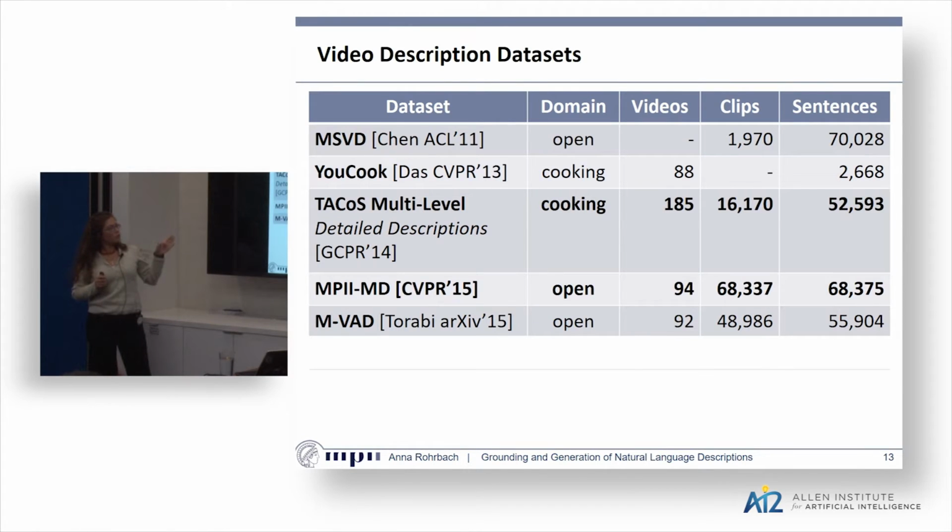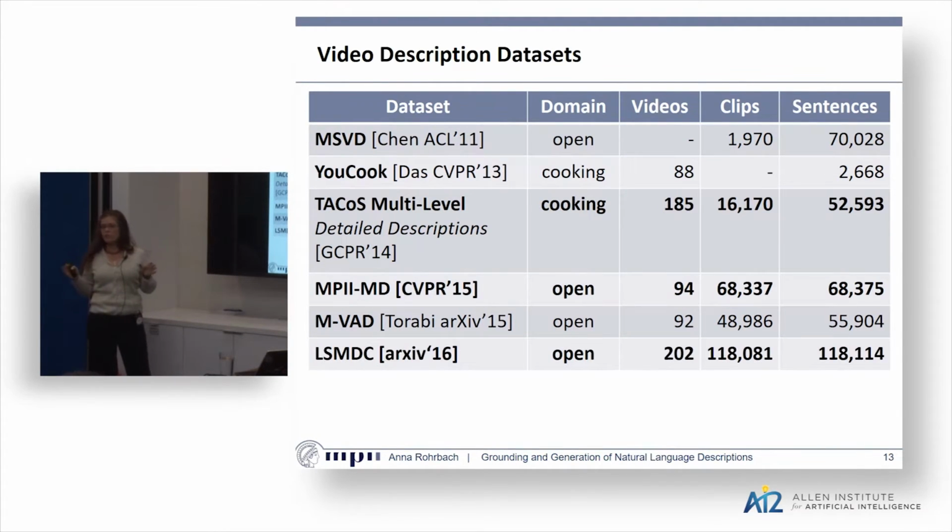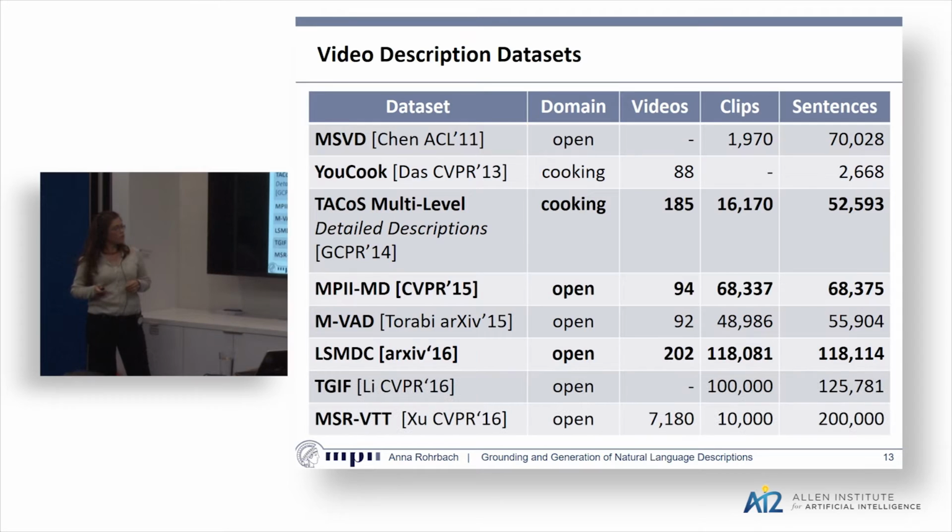So in parallel with our work, almost at the same time, the Montreal University collected their own similar data set, and we then joined our efforts, and we proposed the large-scale movie description challenge, which we have been running at last ICCV, and again we hold it at this ECCV. So this is now covering over 200 movies, and this is a really big and complex data to work with. And just this year, two more groups proposed data sets to work on the video description task.